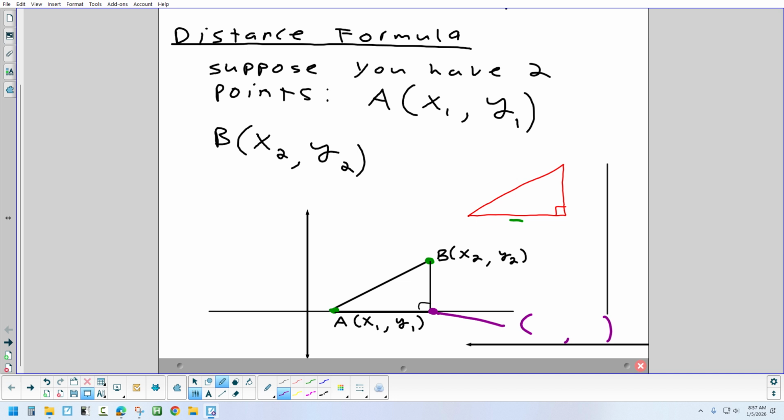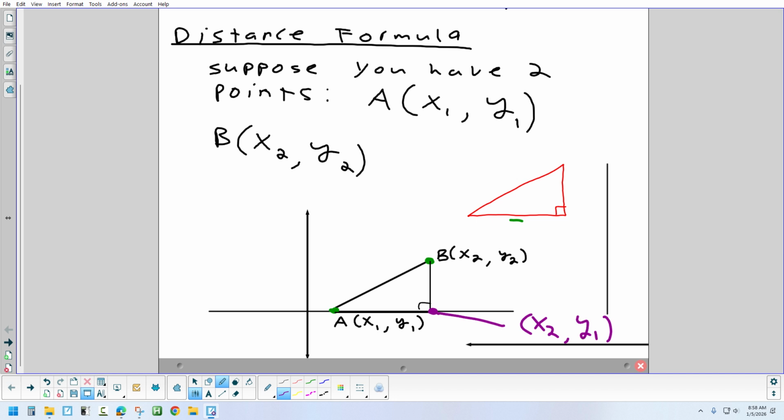Anybody think they can give me the x value of that purple coordinate? Yeah. x2. Yep, x2. Because it lines up with this green one right above it, and that green one is at x2. So that's how far to the right the purple one is. Same as B. So it's x2. And then how about the y value? y1. Because it lines up with point A, and the y value is how high or low something is. So the purple one is exactly the same as A. So it's y1.